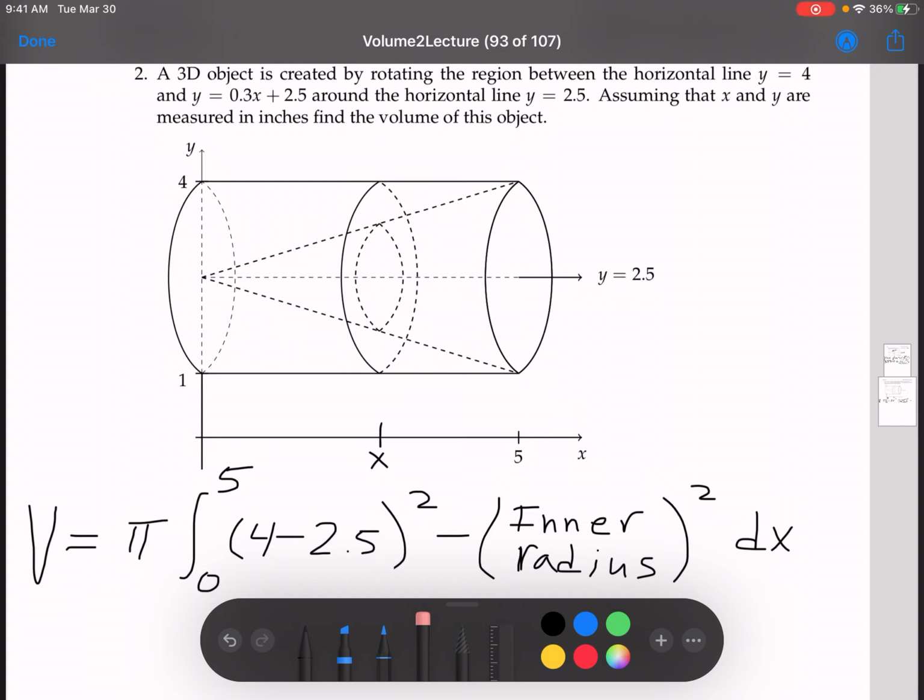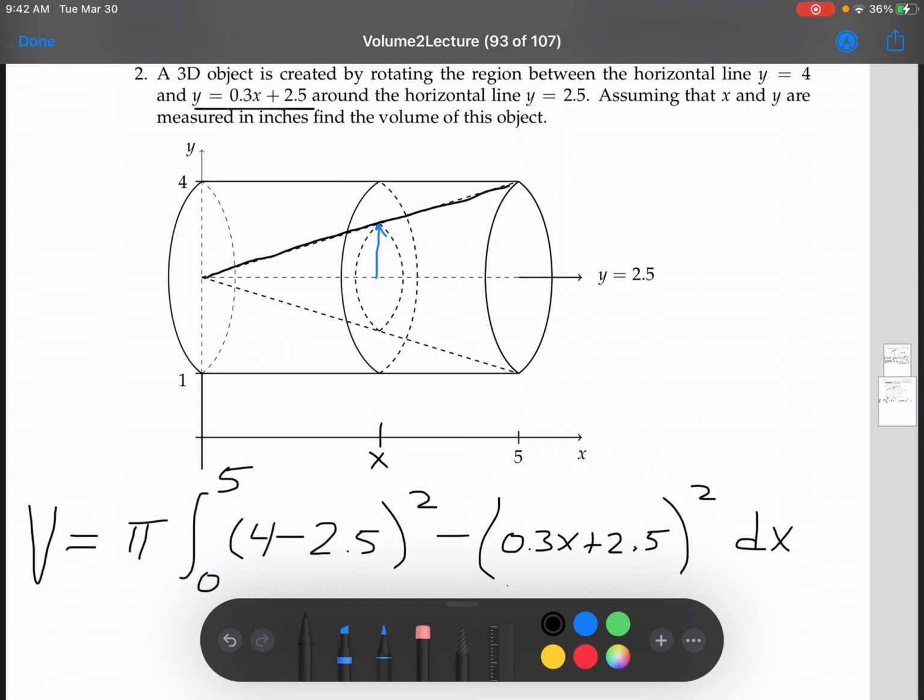Now let's find the inner radius at x, that distance there. And again, it would be incorrect to say that that distance is the distance to this line, which is that line there. So it would be incorrect to write 0.3x plus 2.5 here.